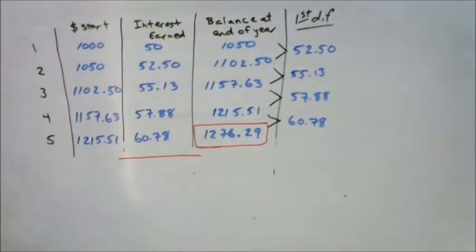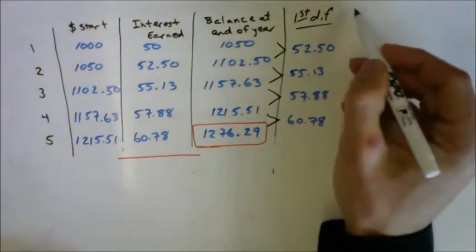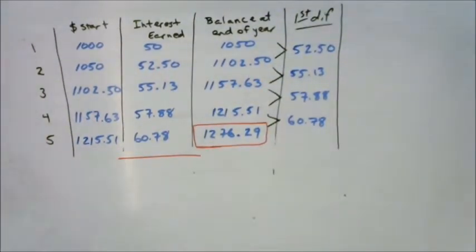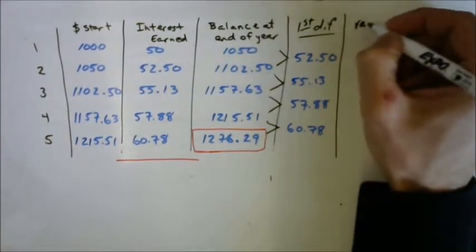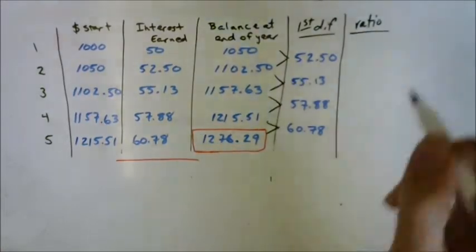So what have we found out in the first difference column? Are they constant? No. Do you think the second differences will be constant? No, they won't be. Third differences? No. Let's see if there's a common ratio, though.